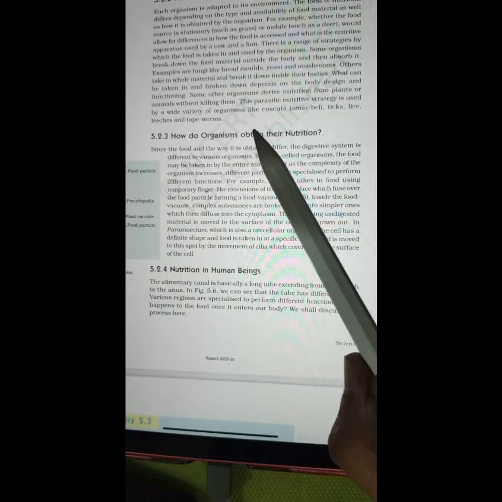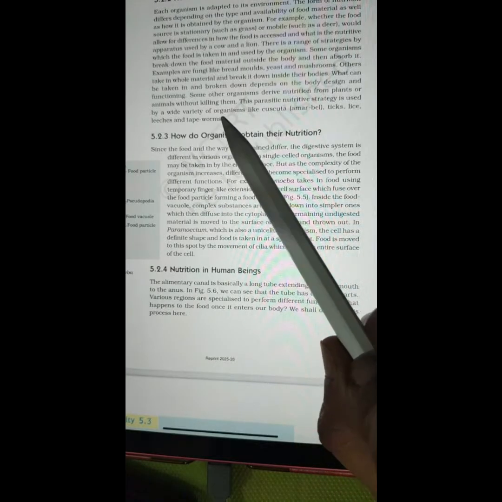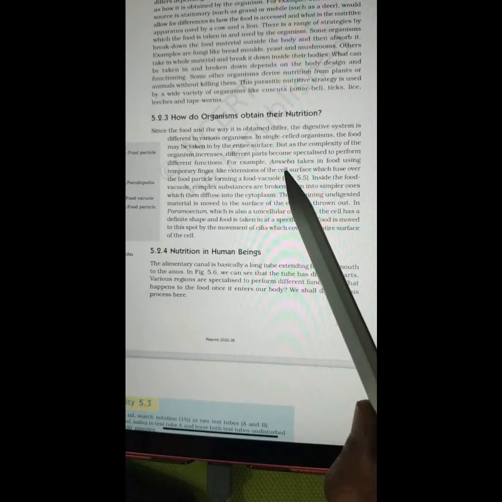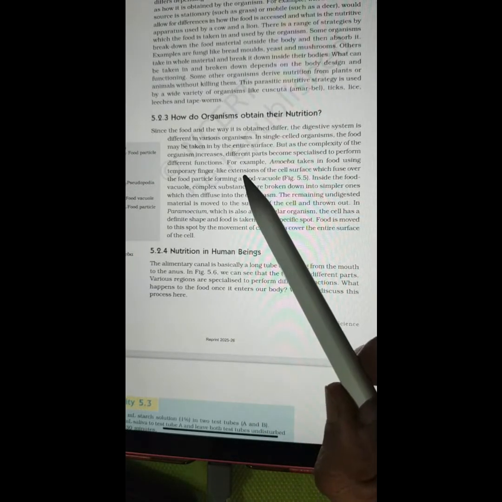Ticks, lice, leeches, and tapeworms. Once again, cuscuta, ticks, lice, leeches, and tapeworms. Next, amoeba. Finger-like extensions. Vacuole.